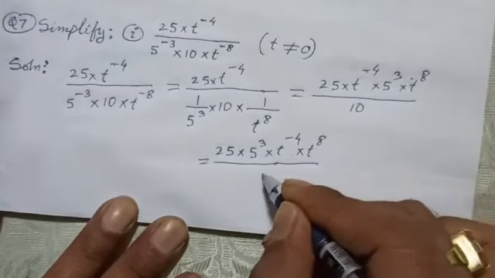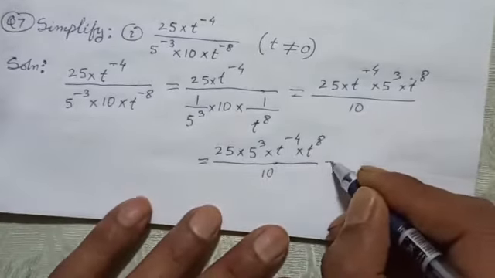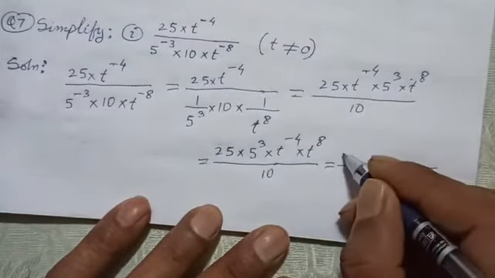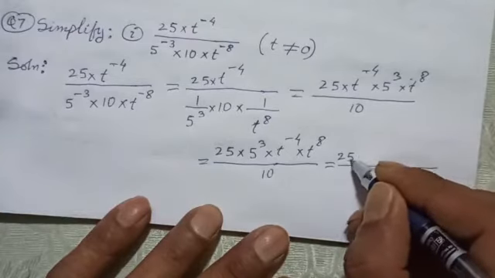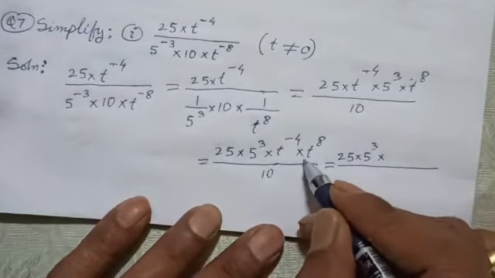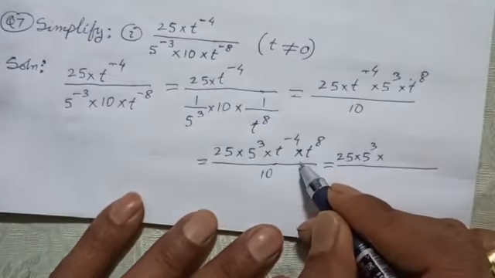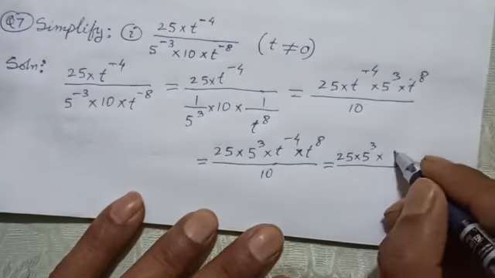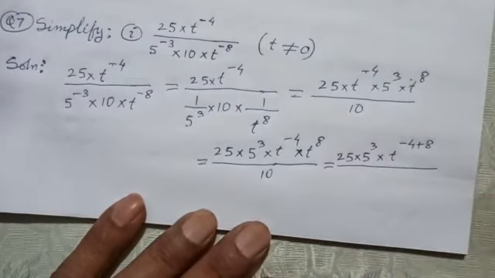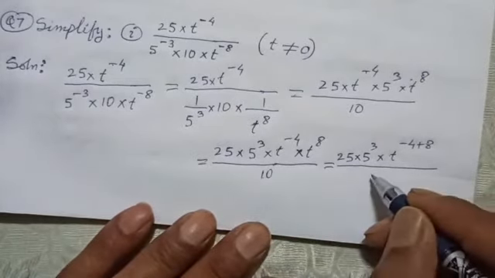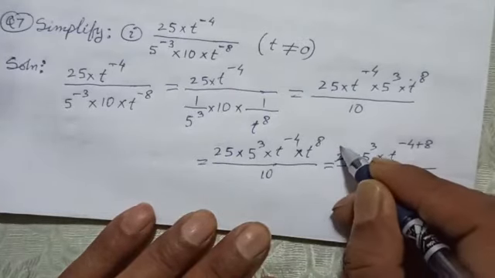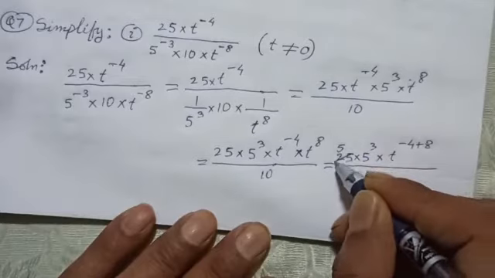by 10. Next is equal to sign 25 into 5 cube into, since this is multiply, we have to add these two powers, so t to the power minus 4 plus 8. Then this 10 is here. This 25 and 10 we can divide by 5. 5 times 5 is 25. 5 2 times is 10.